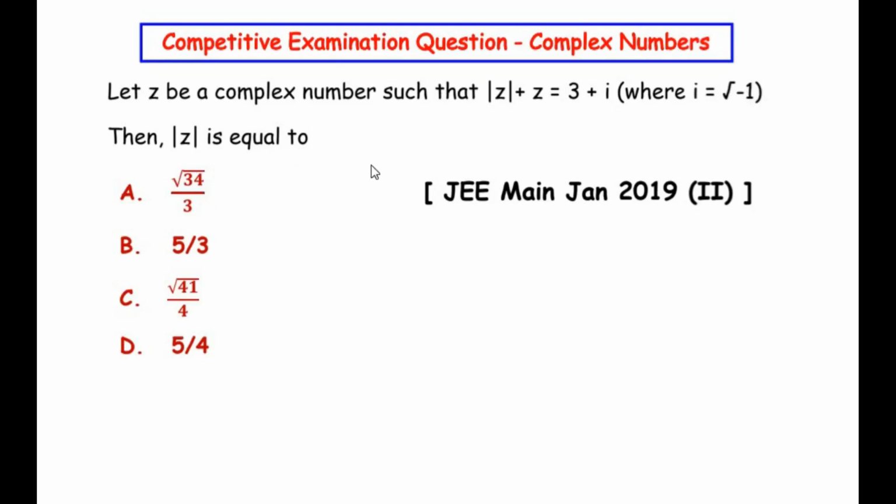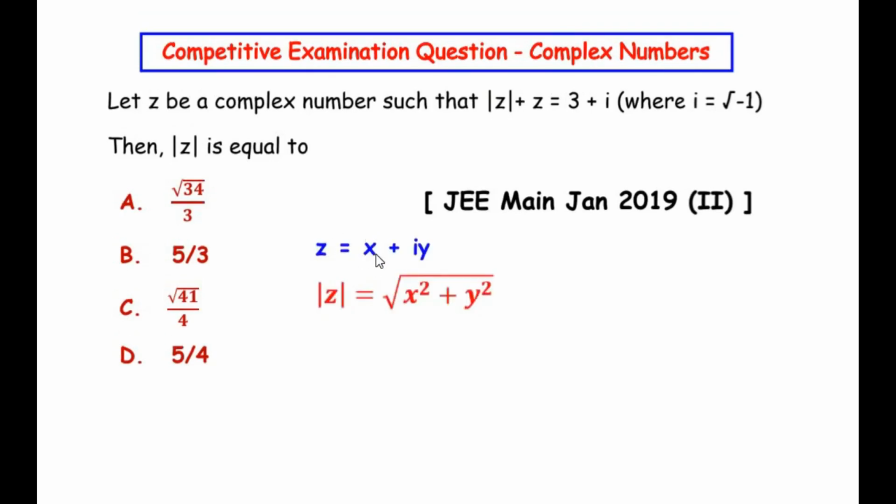So here in the question it is mentioned that z is a complex number and we have to find the value of absolute z. So let us represent z as a complex number first. z is a combination of a real number represented as x and an imaginary number that is iy. Now absolute value of z is represented by the formula square root of x square plus y square, that is real number squared plus imaginary number squared. Now once we have got this, let us replace absolute z and z by their respective representations.